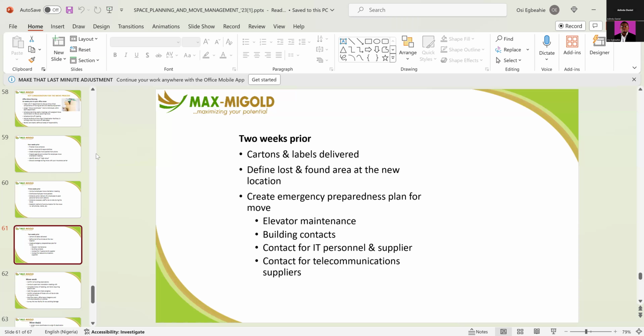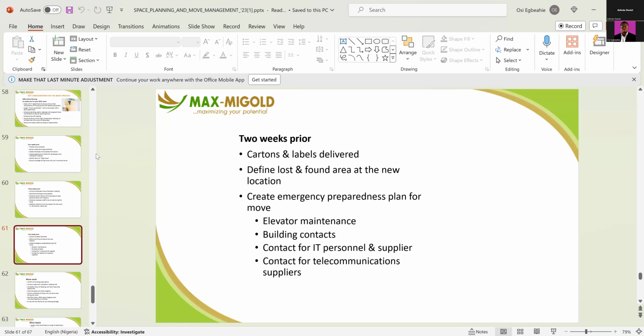2 weeks to the move, cartons and labels delivered. Be sure that they have been delivered to the old office so people can begin to pack their items. Define a lost and found area in the new office location.